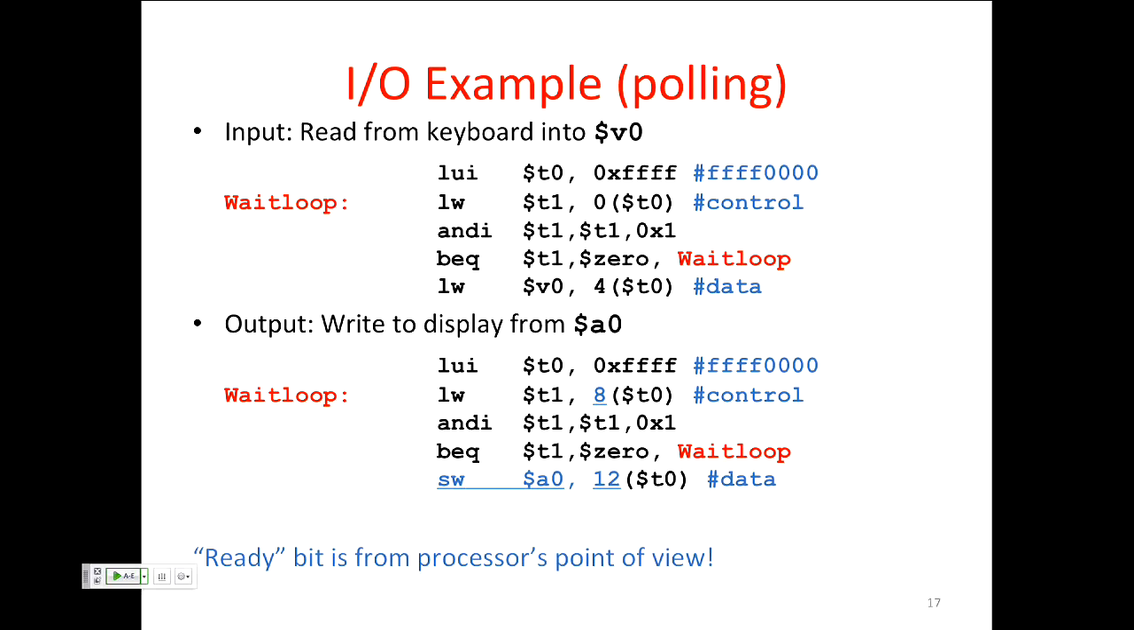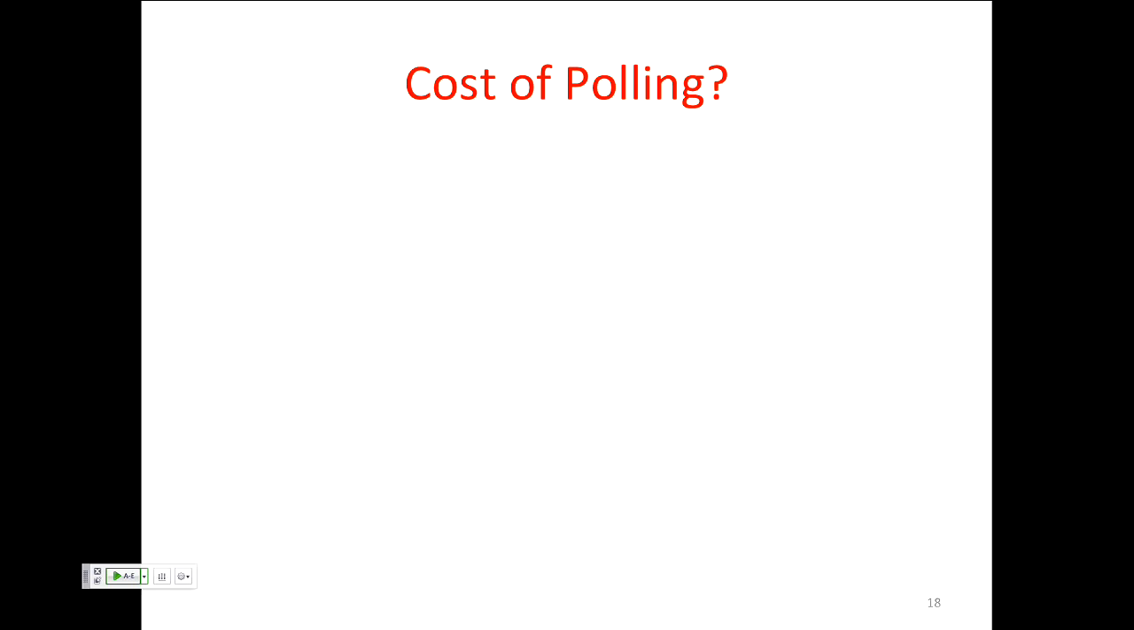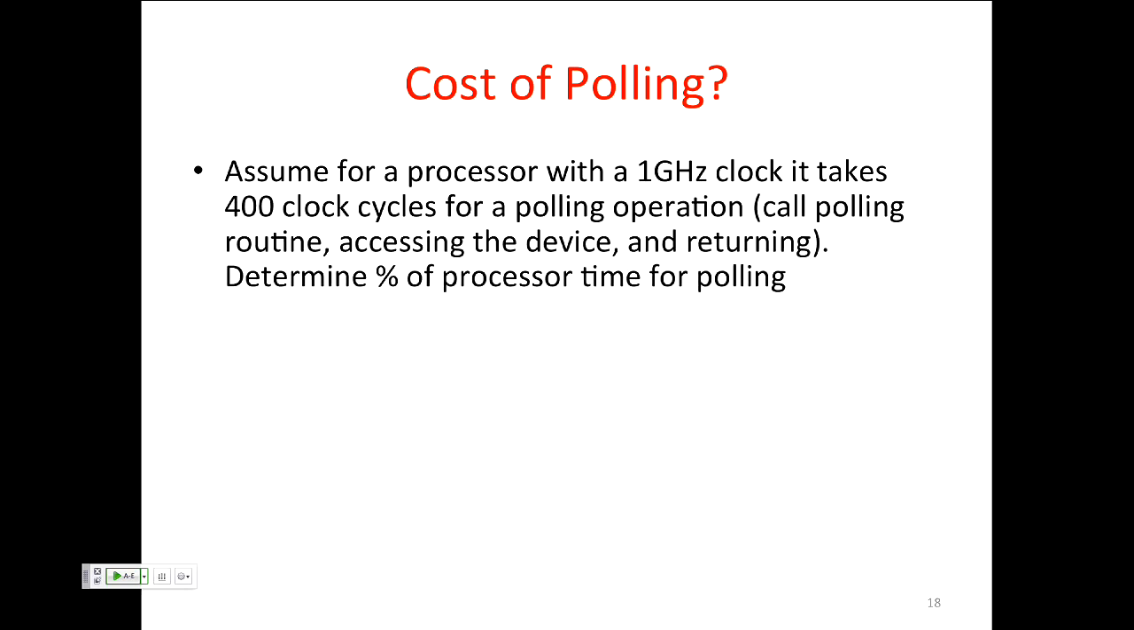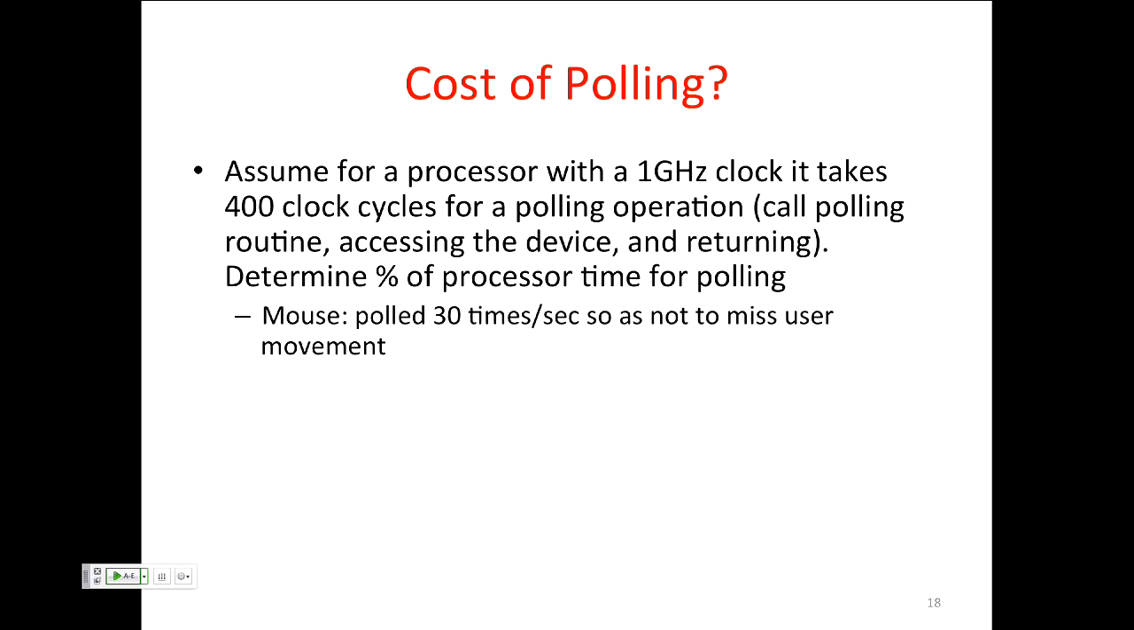Now the problem here is that polling can actually get quite expensive, and it depends very much on the device how expensive it actually gets. So let's assume we have a processor that has a 1 gigahertz clock rate, and whenever you do a polling operation, it takes you 400 clock cycles, which is the time that it takes you to call the polling function, access the device, check the control bit, access the data, and then return. So for different devices, what fraction of the processor time would you actually spend polling? And let's say you have a couple of different examples of devices.